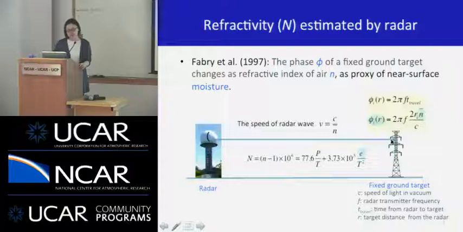But radar doesn't measure any time information. We can measure another quantity, which is the phase. Basically, we measure the phase of a given ground target at a known distance, then measure the temporal variation of the phase. You will get information on the average change of the refractivity. And we know the refractivity is very sensitive to the moisture variation. Therefore, you get a proxy of the moisture from the phase data and the refractivity estimation.